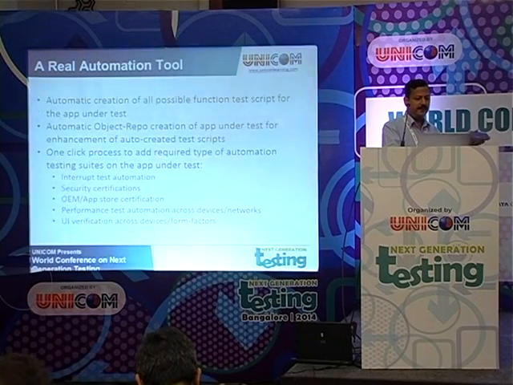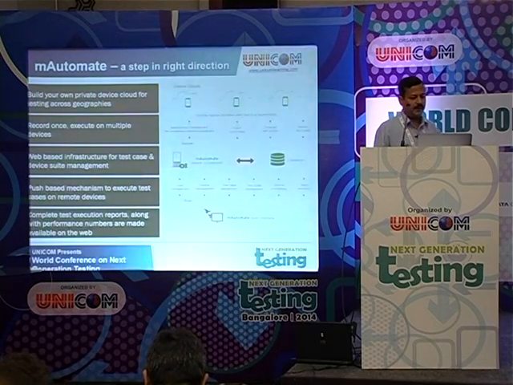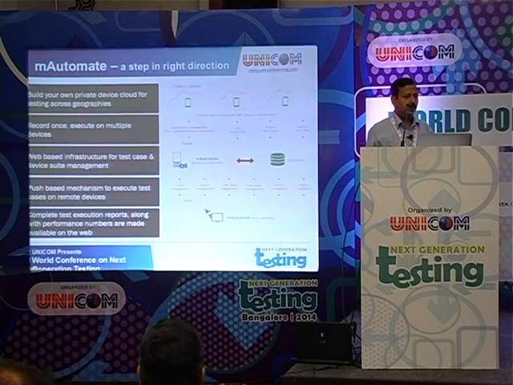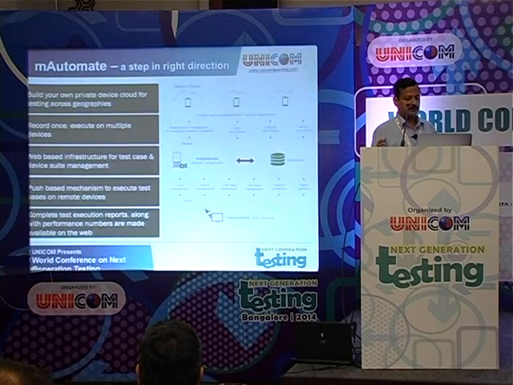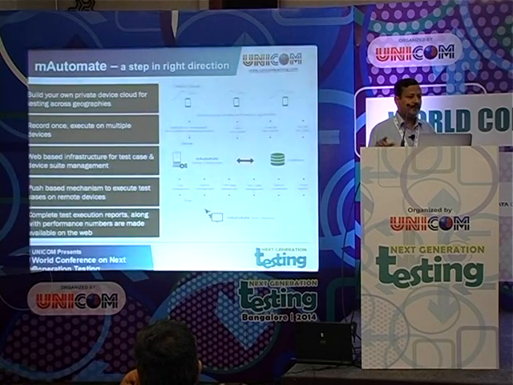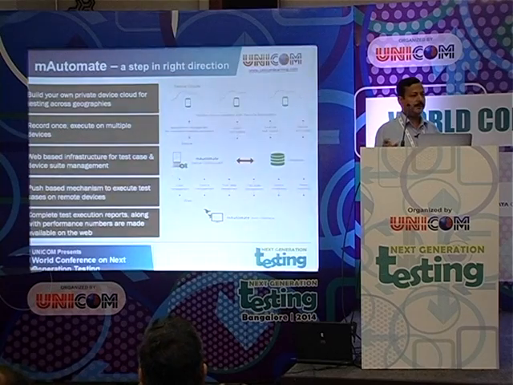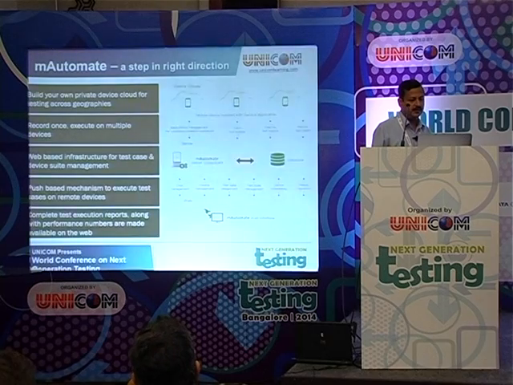And UI verification, performance testing, we've already talked about. So mAutomate is a tool which I would like to present as a step in the right direction, where we are moving from a standard automation tool on the mobile side to the next level, where we can call it a real automation tool. As far as the basics are concerned, this framework, mAutomate, is based on the paper that I published on object comparison-based test automation for mobile applications in 2010 at CTIA in the US.